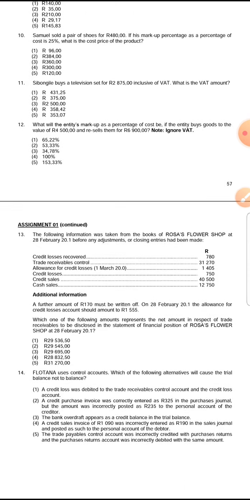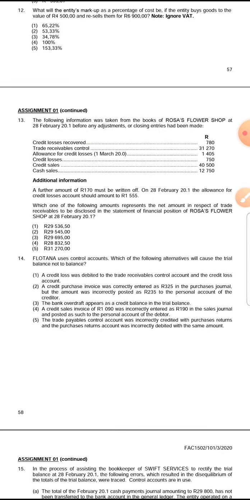Then question 12. What will be the entity's markup percentage of cost? Here you are given that the entity buys goods for the value of 4,500 and resells them for 6,900. Guys, our markup percentage is always gross profit over cost price multiplied by 100.